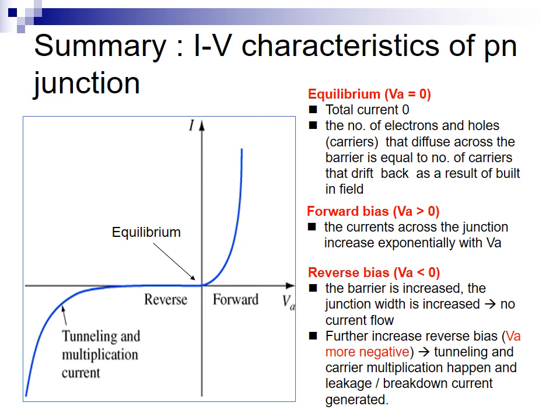In summary, we have discussed the currents for the three conditions of the p-n junction. At equilibrium, where there is no applied bias or VA equals 0, the net current is 0. When the p-n junction is biased with positive voltage, since the potential barrier is reduced, currents will increase exponentially due to the diffusion and recombination currents. When the p-n junction is biased with negative voltage, at small values, almost no current flows due to the high potential barrier. However, when the bias is made more negative, carrier tunneling and multiplication will happen and produce leakage current.